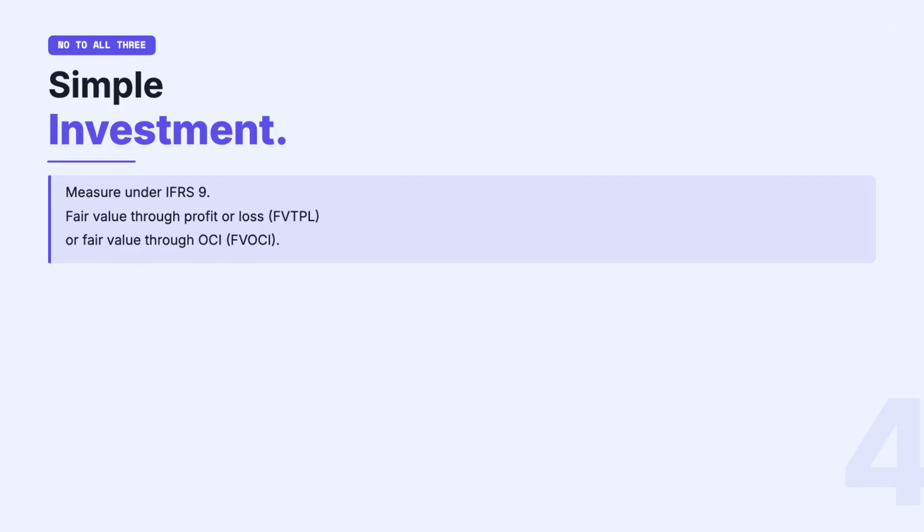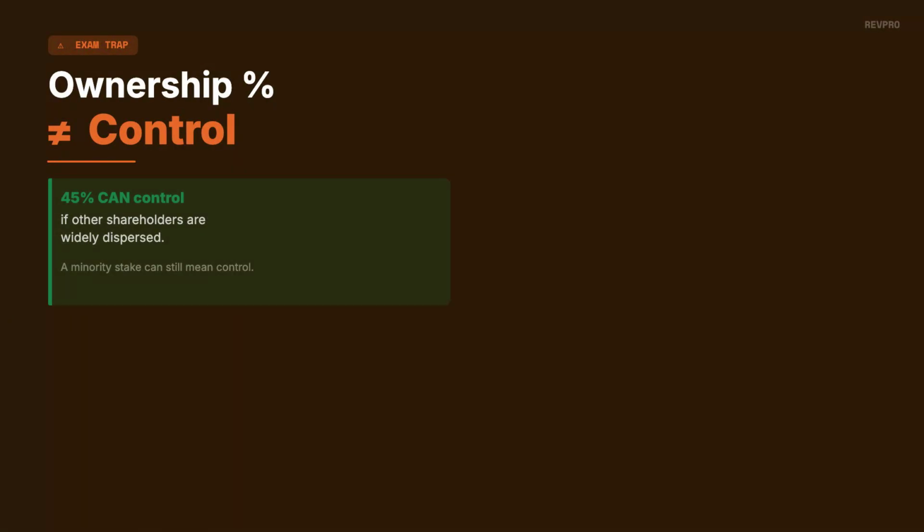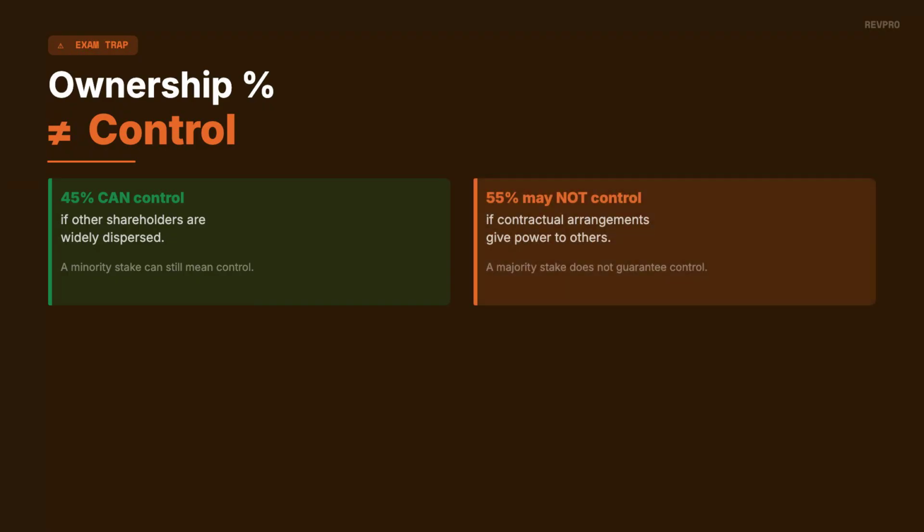Here is the exam trap. Do not assume ownership percentage equals control. A company can control with 45% if other shareholders are widely dispersed. A company may not control with 55% if contractual arrangements give power to others. Always assess all 3 control elements, not just the ownership percentage.